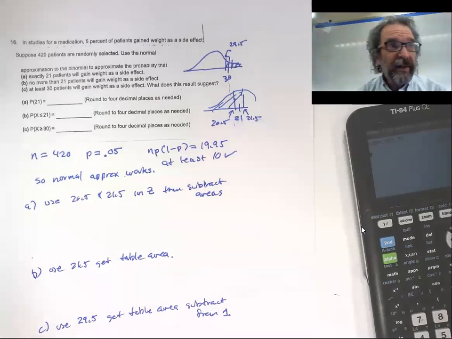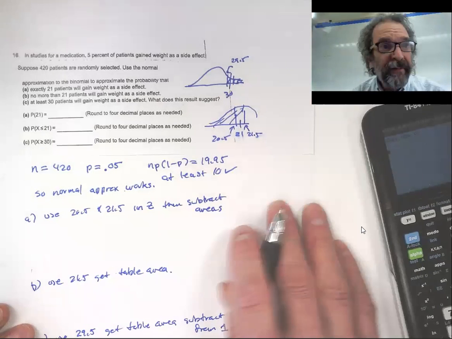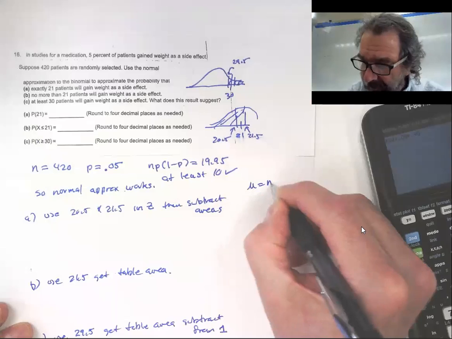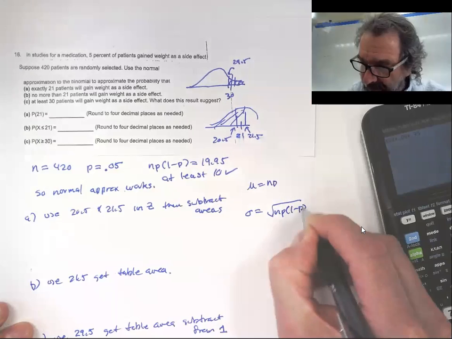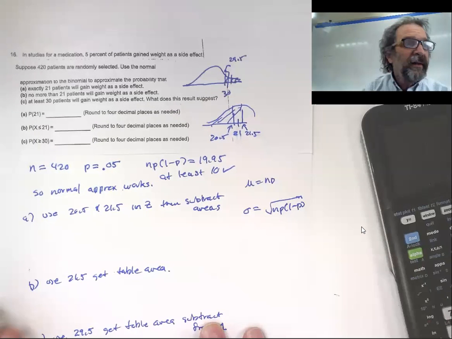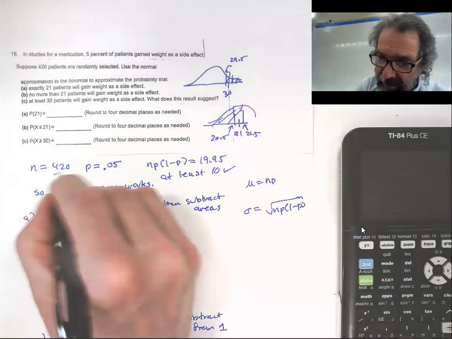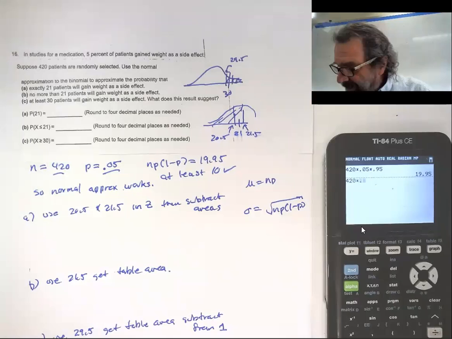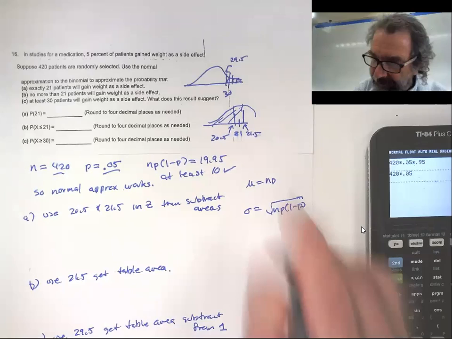So let's just go do it. In order to get going, I need to know mu and sigma. Mu is np, and sigma is the square root of np(1 minus p). Those are the binomial mean and standard deviation formulas. n was 420, and p is 0.05. So 420 times 0.05 is 21.